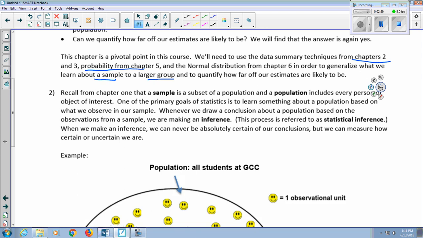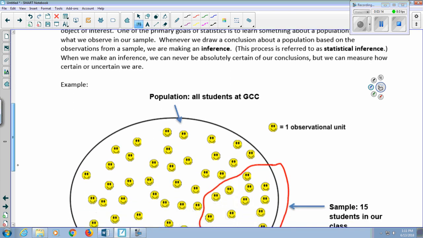Previously in chapters like 1, 2, and 3, we were really doing descriptive statistics, and now we're moving into the idea of statistical inference. We'll be continuing this for chapters 7, 8, and 9. When we make an inference, this is important: we can never be absolutely certain of our conclusion, but we can measure how certain or uncertain we are.